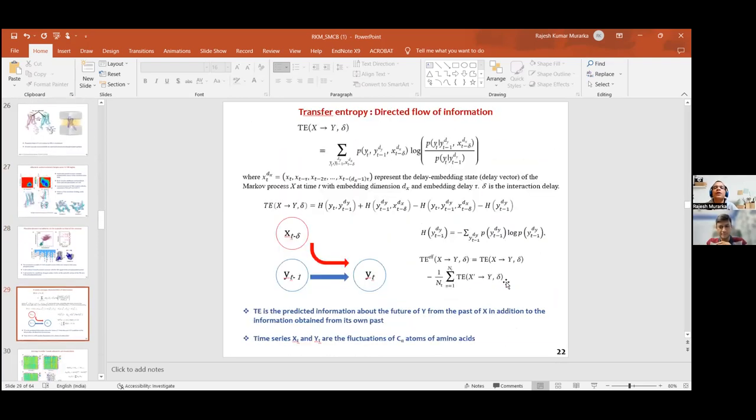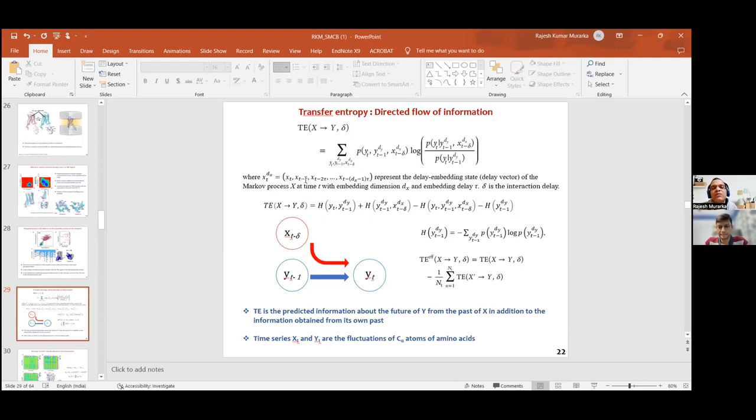No. Let me answer, as you have asked this question. This is basically telling you the directed flow of information. That means which residue is driving the motion and which residue is responding to the motion. Mutual information doesn't give you that. Mutual information is a symmetric metric, but transfer entropy is asymmetric and gives you the directionality: which residue is driving the motion of which residue. In that process, we had to do the time delayed embedding, which is known in dynamical theory. This is called delay embedding state.